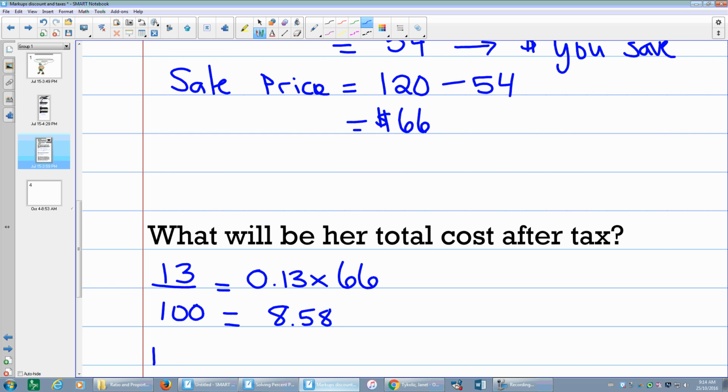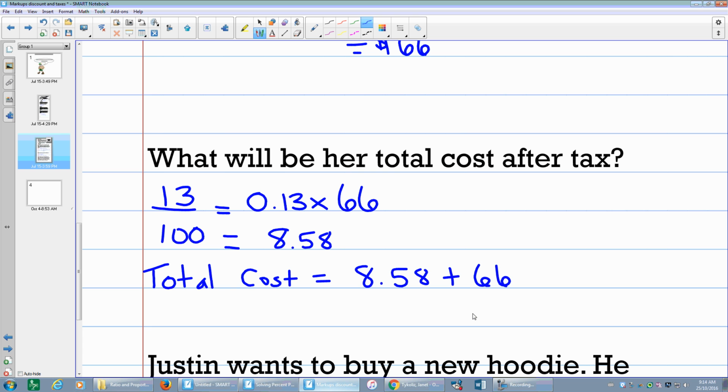So my total cost is $8.58, which is the sales tax, plus my sale price, and I end up paying $74.58 for my shoes after sales tax. So while it's still on sale, which is awesome, I still have to pay sales tax.